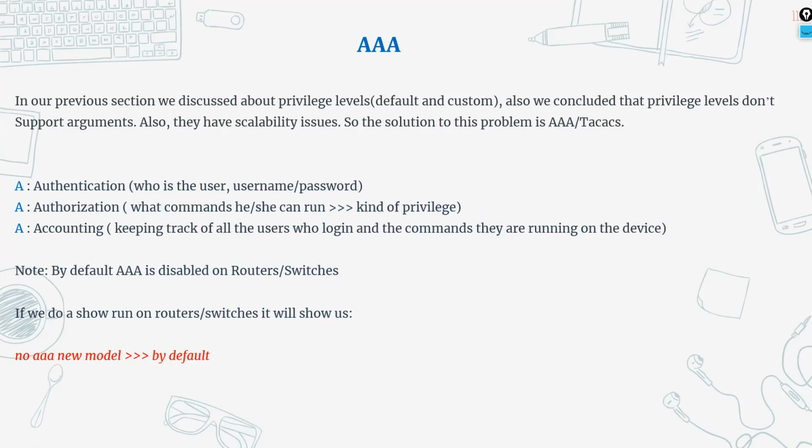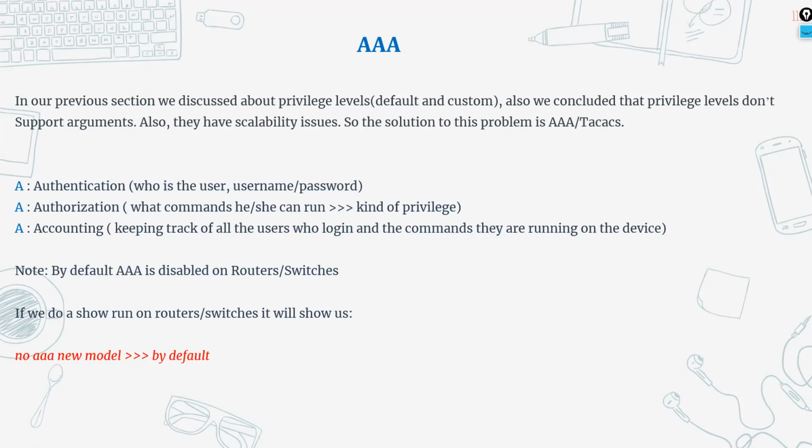Authentication is that who is the user, right? We are providing the username and password. So our AAA or our TACACS server is going to check if that particular user is valid or not. Then we have authorization. Authorization is basically the privilege level that will be given to that authenticated user. Then we have accounting, which is nothing but keeping track of everything.